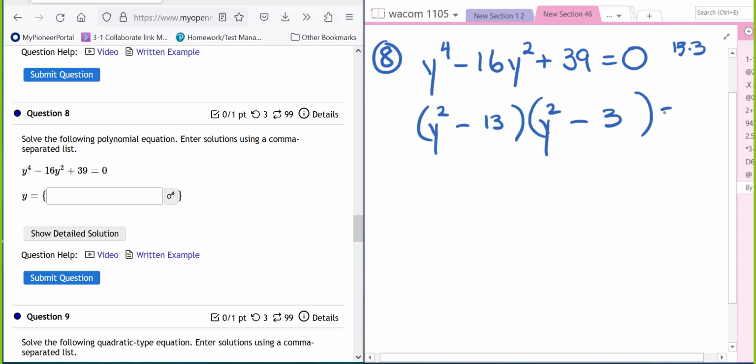All right, and then we have to solve these. So when we set it equal to 0, well, we're going to need to use square root method here. There's no plain y, so you're going to move your 13. Then you take your square roots.